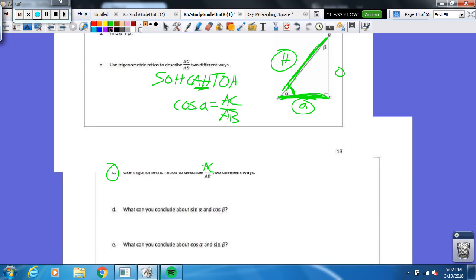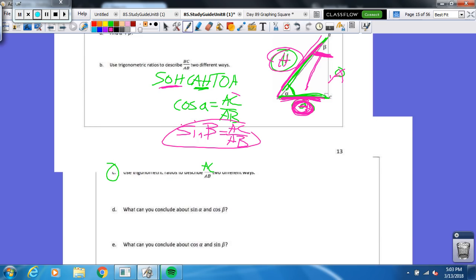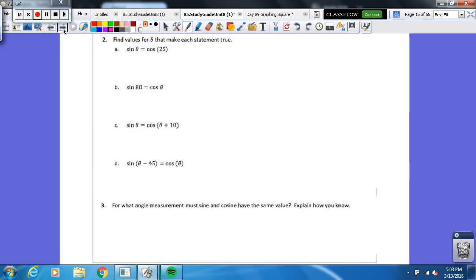We need to know that, ooh, beta. Okay, so what if I'm looking here? So now AC and AB are these. So if beta is my reference angle, that would mean this is the opposite and this is the adjacent. Hypotenuse stays the same. So now this is the opposite right here. So if I'm looking at beta, I have opposite and hypotenuse. So that's going to be sine. So sine of beta equals AC over AB. I think we're noticing a pattern. The cosine of one angle equals the sine of the other angle. Cool. All right. So we're looking at the patterns, looking good.